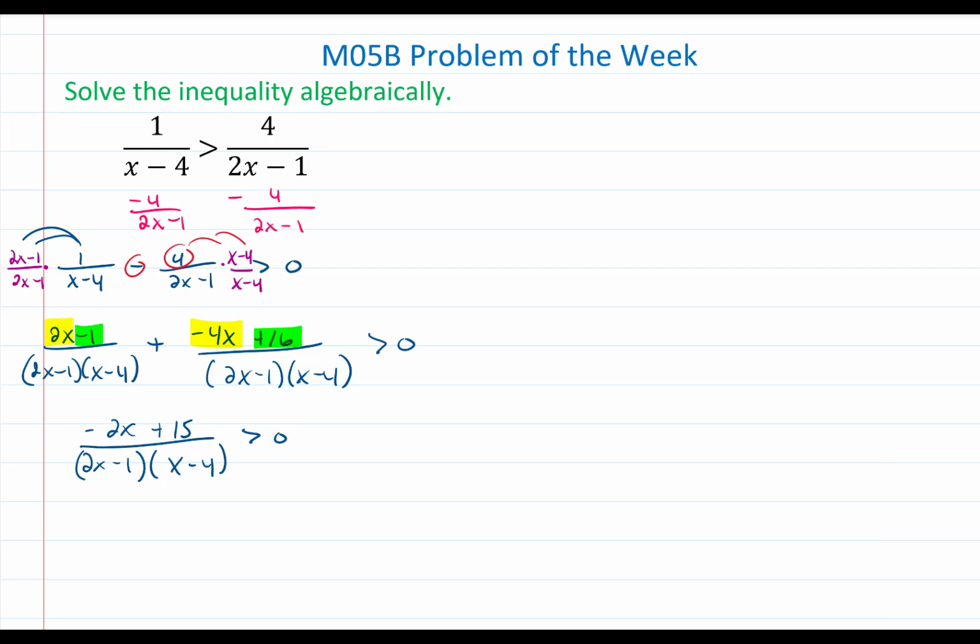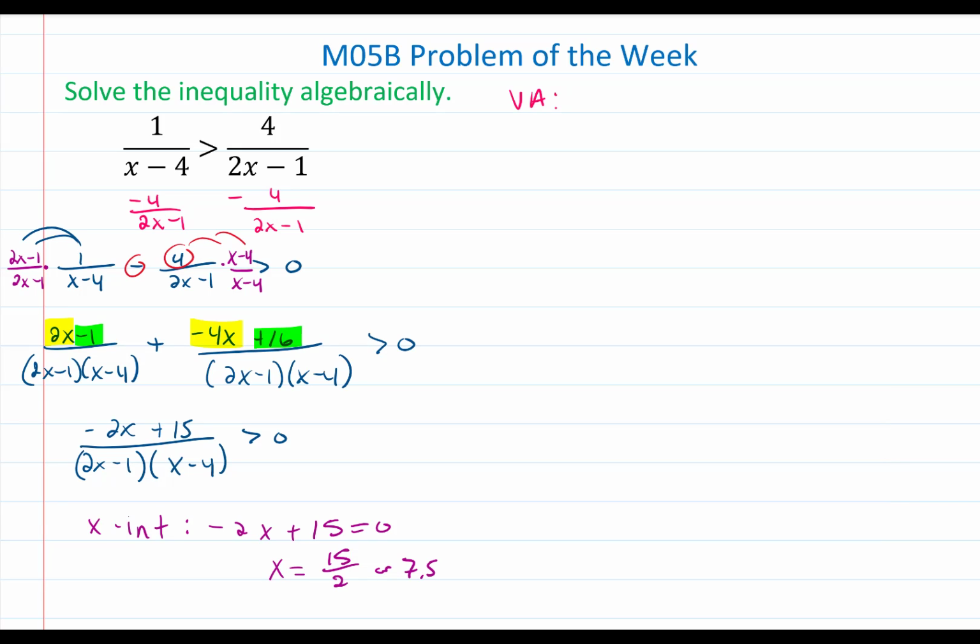Now there are two critical attributes that I absolutely need in order to solve this rational inequality. The first thing that I need is the x-intercept. The x-intercept comes from the zero of the numerator. So you're going to take negative 2x plus 15 and set it equal to 0. You're going to solve that equation, and what you get is x is equal to positive 15 over 2, or 7.5.